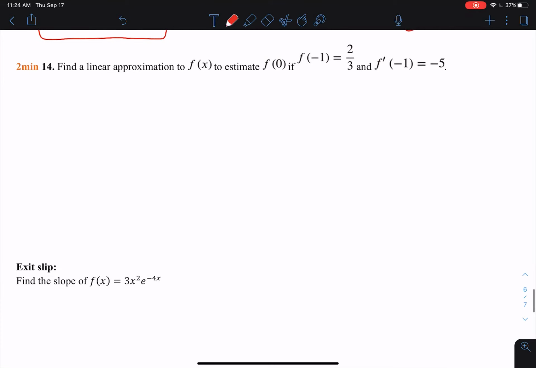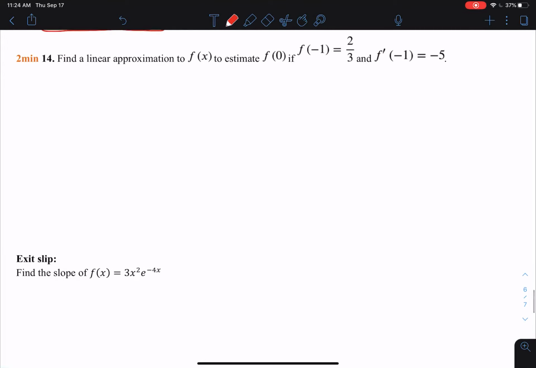Okay, last problem. Now, this one says, find the linear approximation to f, but they're not giving us the function f. But that's okay, we don't really need it. If it says find a linear approximation, we know that we're writing the equation of the tangent line. And so I know first, I always need a point and a slope. If you're clear on those concepts, then the problem isn't so scary.